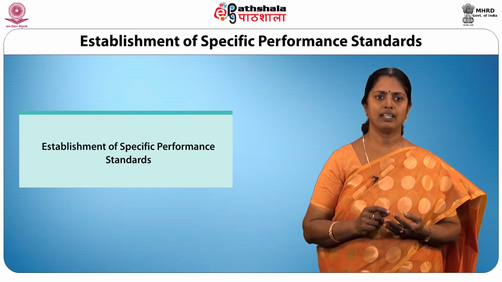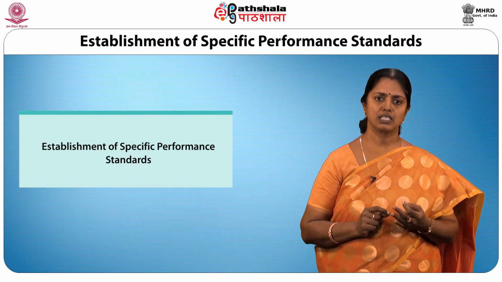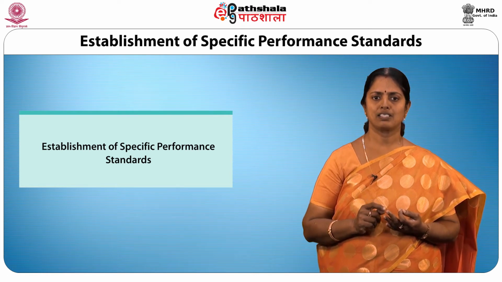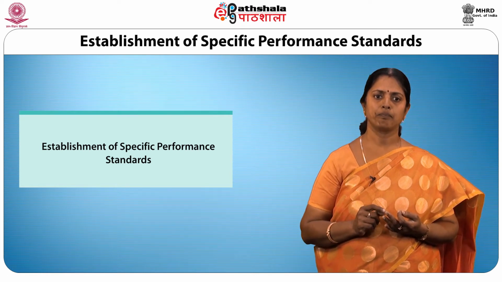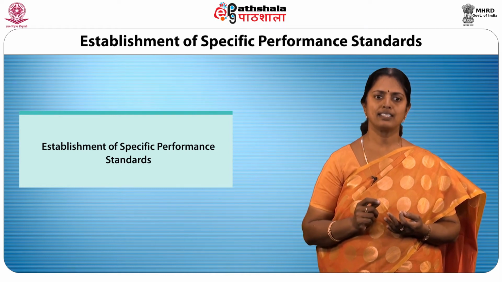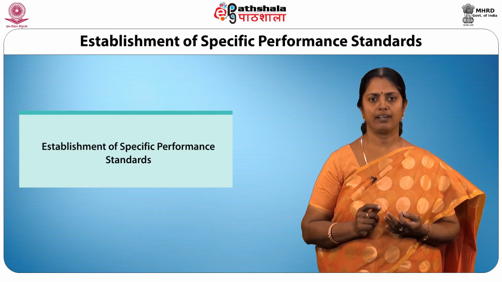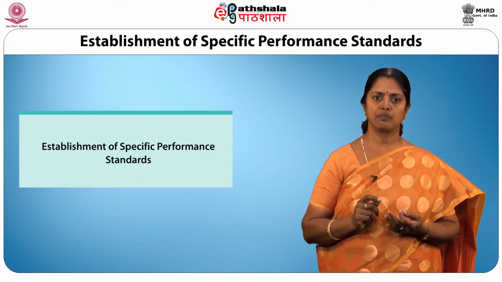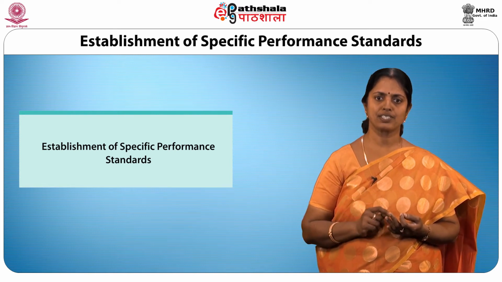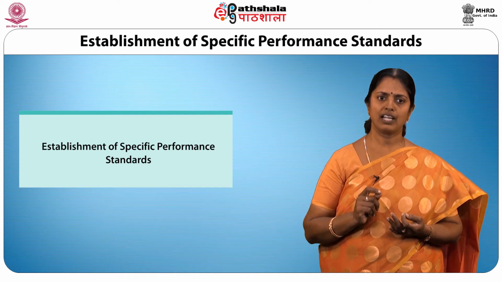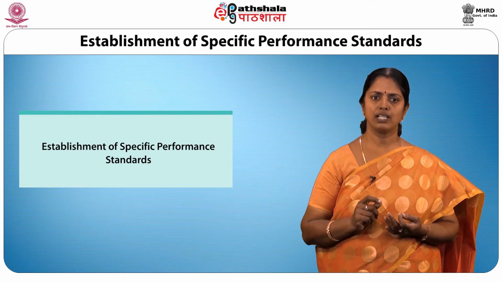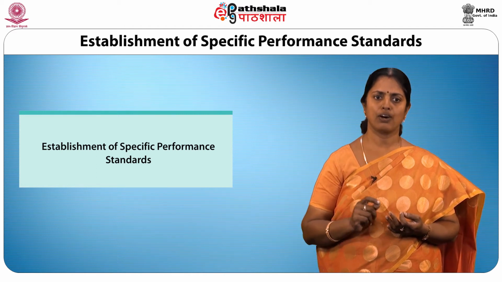To begin with, let's start with establishment of specific performance standards. The first step in the strategic control process is developing standards of performance against which organizational activities can be compared. The standards must be clearly specified and understood by all organizational members. They should be defined in measurable terms wherever possible, such as physical units produced per unit and so on.